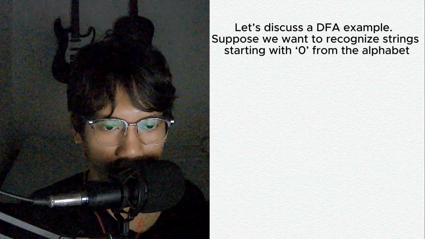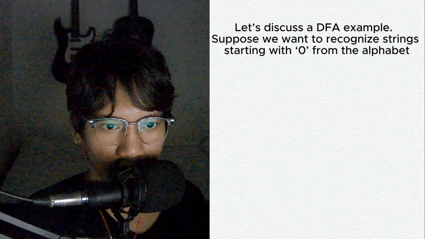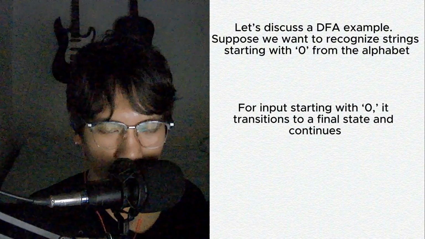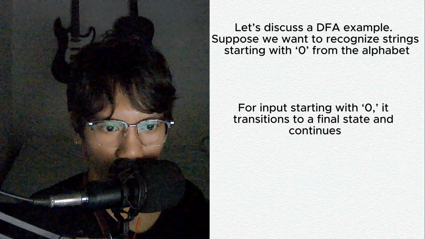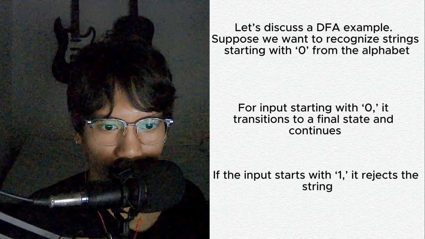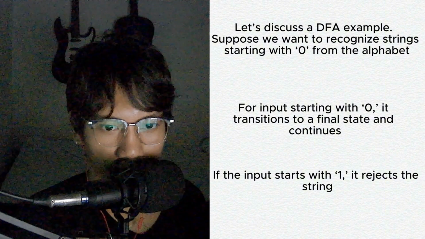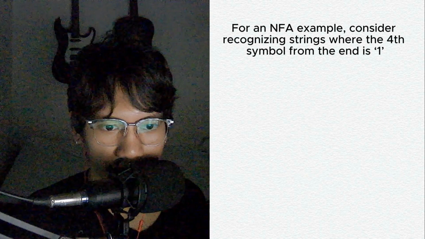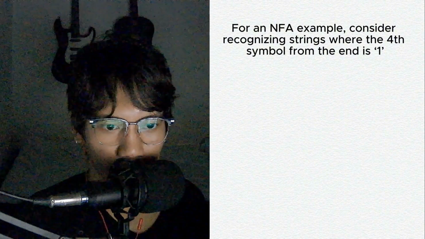Number 1. Let's discuss a DFA example. Suppose we want to recognize strings starting with 0 from the alphabet. For input starting with 0, it transitions to a final state and continues. If the input starts with 1, it rejects the string. Get it? Okay, now, second, for an NFA example, consider recognizing strings where the fourth symbol from the end is 1.